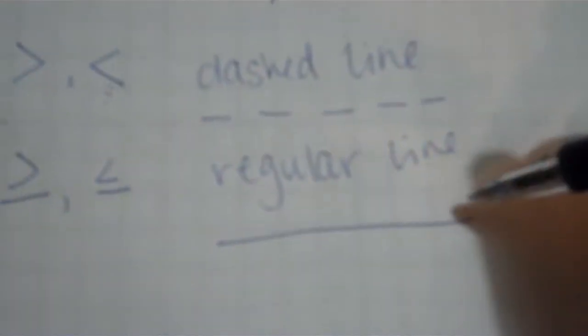So here's what I want you to write. If it's greater than or less than, so basically if there is no line underneath it, you're gonna do a dashed line. And what I mean by a dashed line is it's going to look like this. Like a dashed line. However, if it's greater than or equal to or less than or equal to, like if there's a line underneath it, you just do a regular line.